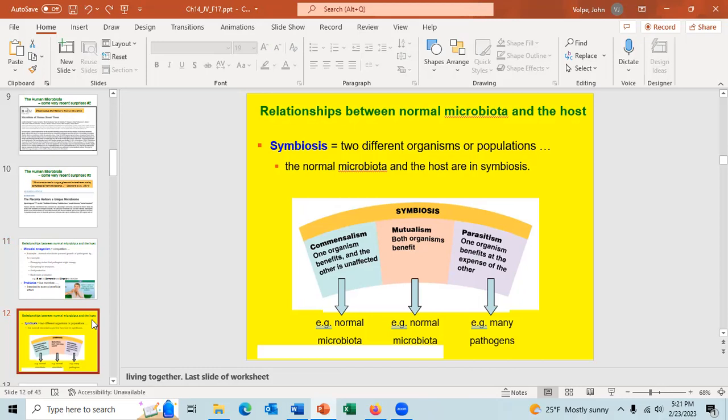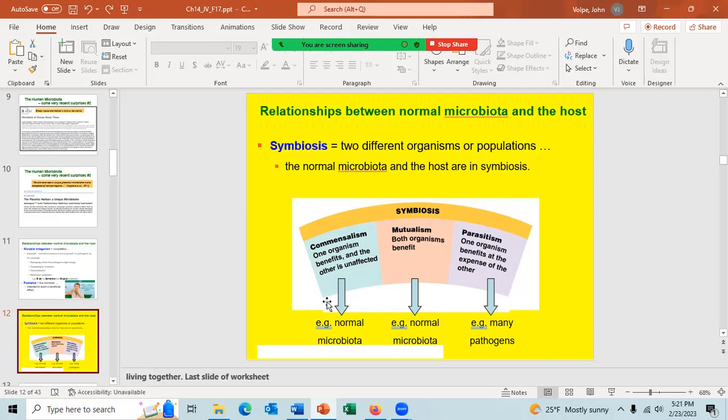The relationship with the normal microbiota and the host is one of symbiosis. Symbiosis is just where two different organisms or populations live together, side by side. It doesn't have to be in harmony to be symbiosis. There are three types of symbiotic relationships. The normal microbiota and the host are of the types commensalism, where one organism benefits and the other is unaffected. Some of the normal microbiota are this way.